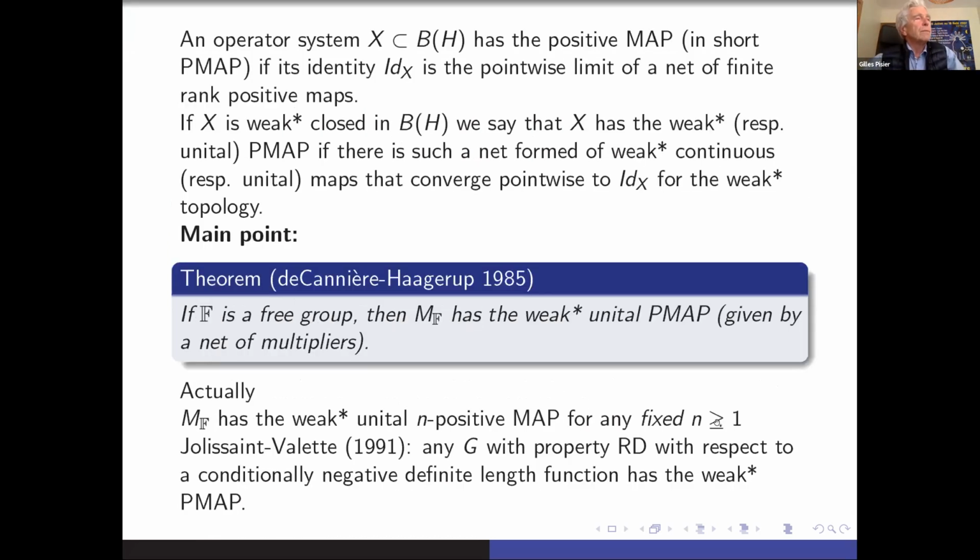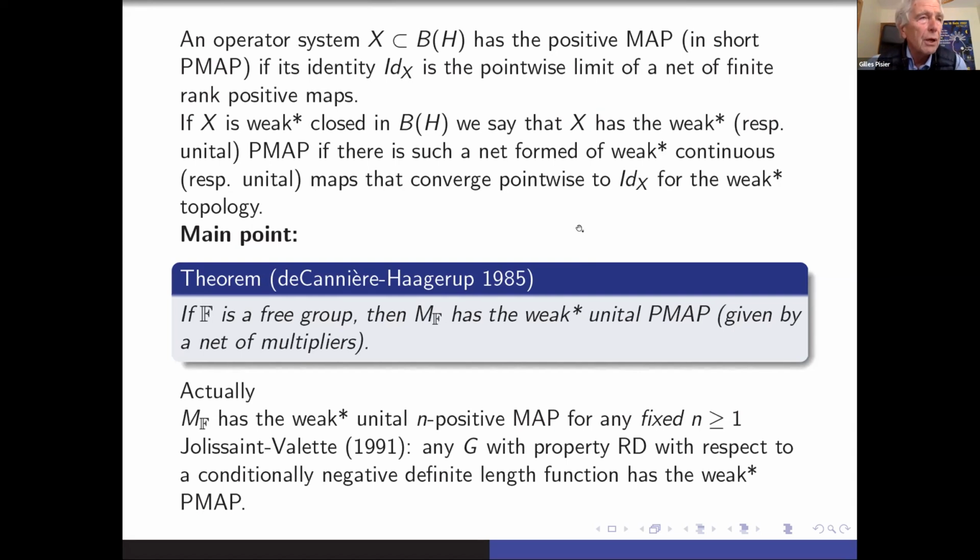Okay, now the positive metric approximation property means, of course, the obvious thing. For a weak star closed subspace of B of H, it means that there is a net of weak star continuous maps that are finite rank and converge pointwise to the identity. Finite rank seems to be missing here.